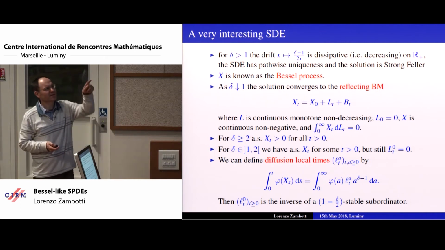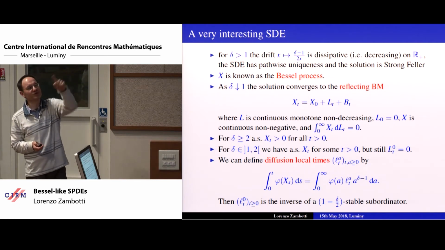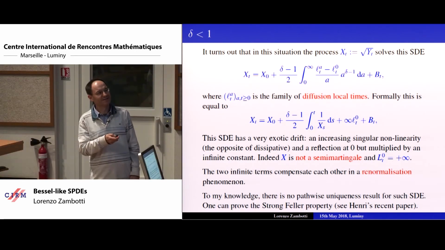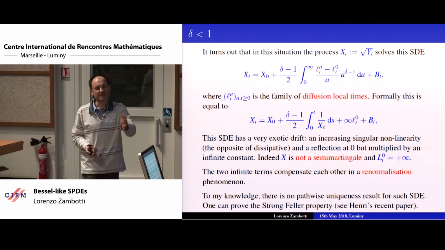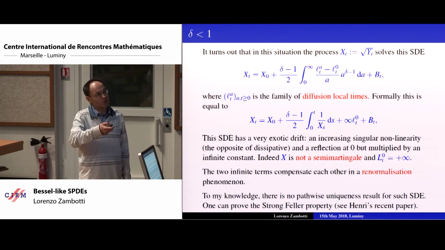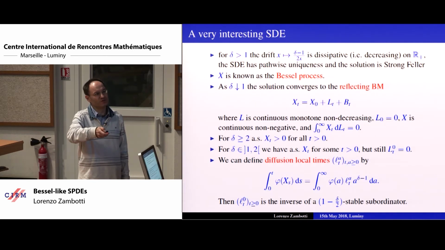Okay, now we are still above 1. We have included delta equal to 1. So what happens when delta is less than 1? Okay, in this situation, look at first this second formula. You have to write your equation like this. So you have the same drift, but the local time is not 0 anymore. In fact, it is infinite. So let me correct this sentence. In fact, in this situation, x is not a semi-martingale. So the theory of existence of local times does not apply. What works instead is this definition of diffusion local times.